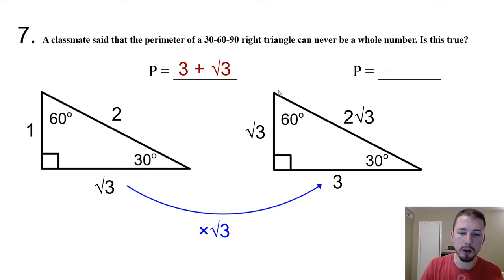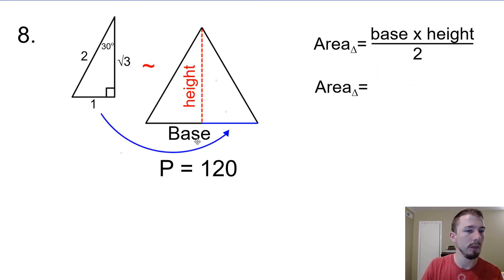All right, so if I add all these together, radical 3 plus 2 more radical 3s is 3 rad 3, plus the 3 is going to be 3 plus 3 radical 3. All right, so either way we have it, it's never going to be a whole number. We're always going to have a radical component for the perimeter of a 30, 60, 90. Kind of cool.